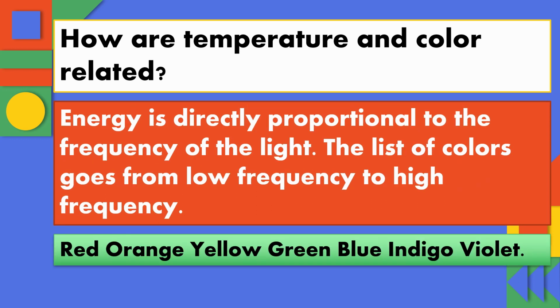Energy is directly proportional to the frequency of the light. The list of colors goes from low frequency to high frequency. So, yung arrangement ng ROYGBIV, merong reason yan bakit ganyan yung pagkakaayos ng kulay niya. Bakit nauna yung red at bakit nasa huli yung violet. That is because of their frequencies and energy.